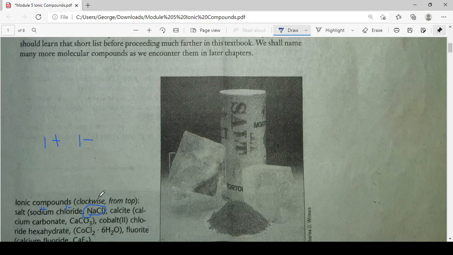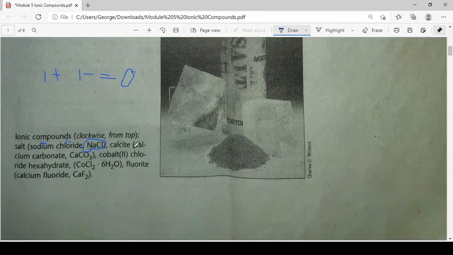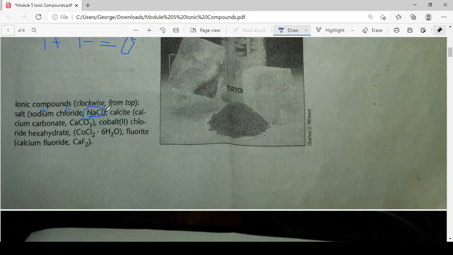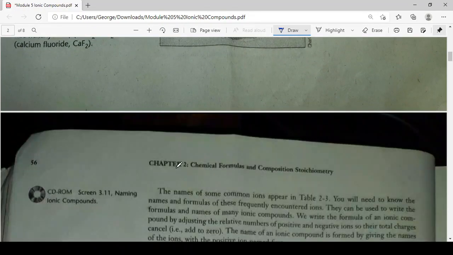So if we add the 1 plus and the 1 minus, kids, or solve it, it has a neutral charge. We need a neutral charge in order to combine the compounds. Okay? So, further explanation down below.